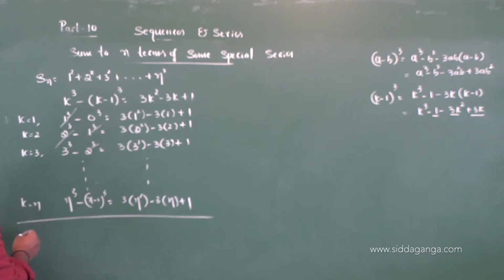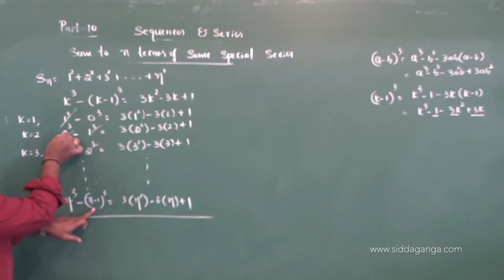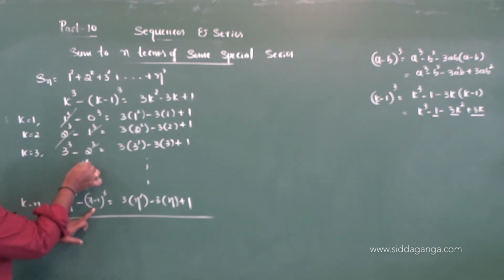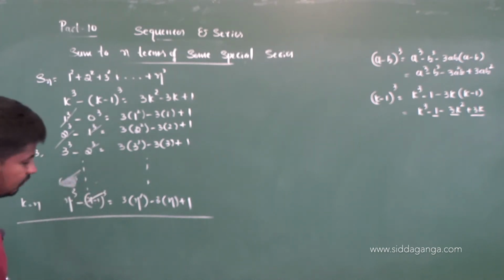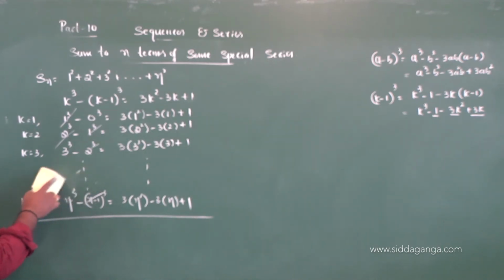Right, so this gets cancelled, no? Sorry, this gets cancelled, no? N minus 1 whole cube. Here we have n minus 1, so 2 cube, 2 cube. If it is n, it becomes n minus 1. So here also you will get n minus 1 whole cube, right? So it gets cancelled, right? Okay, so now, right? So what is remained?